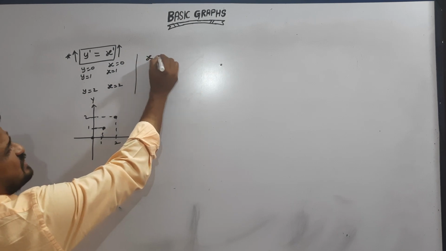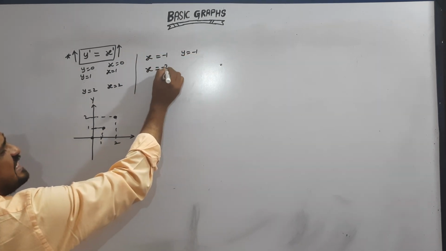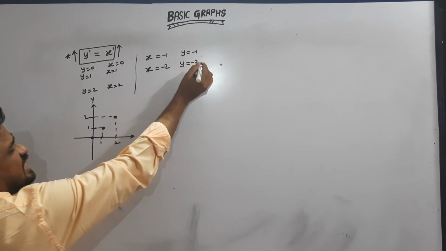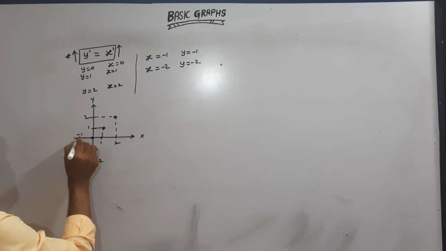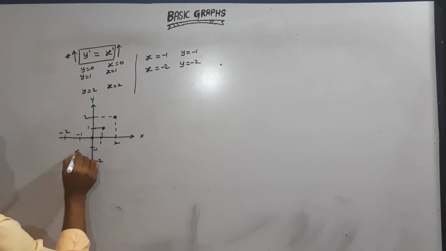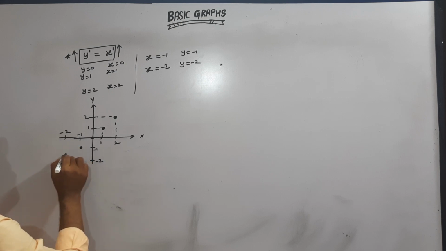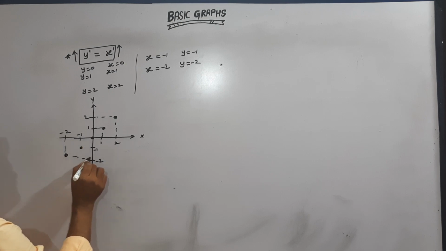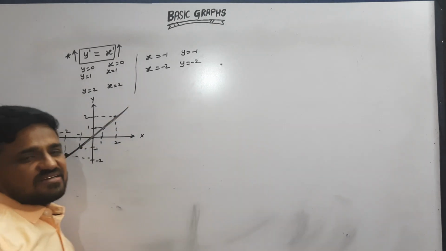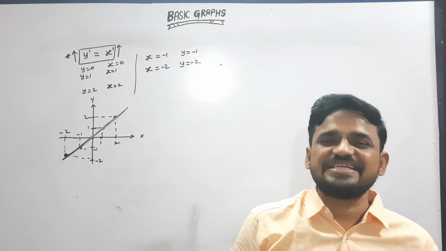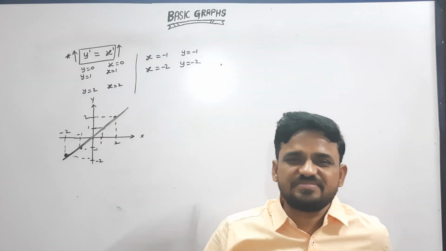Suppose x value is minus 1, y is also minus 1. If x equals minus 2, y is also minus 2. So x value minus 1, y value minus 1. X value minus 2, y value also minus 2. So the graph is a straight line passing through the origin. This is a straight line equation.